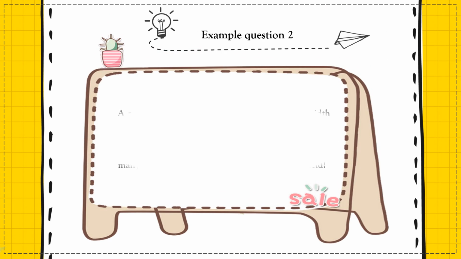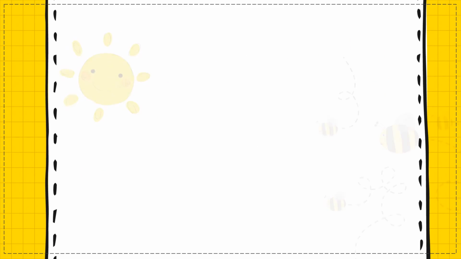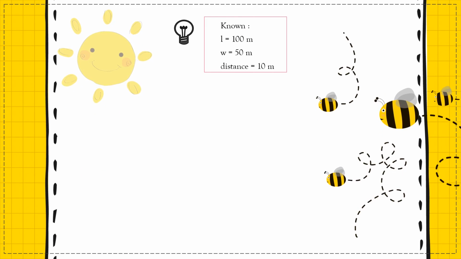Example question 2. A rectangular field has a length of 100 meter and a width of 50 meter. The field is planned to be planted with trees around it, at a distance of every 10 meter. Calculate how many trees are needed to be planted around the field. Length 100 meter, width 50 meter, and distance 10 meter.